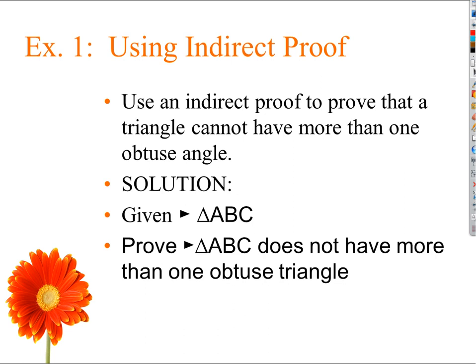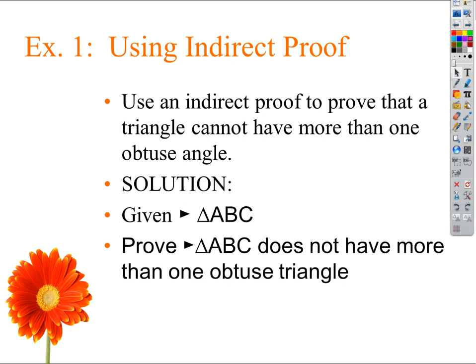In a way, it's nice to do some that aren't geometry, but the geometry ones are so easy to do because we all know the rules, and it's really cut and dry. So let's say, given some triangle ABC, we want to prove that triangle ABC does not have more than one obtuse angle. Does not have more than one obtuse angle.